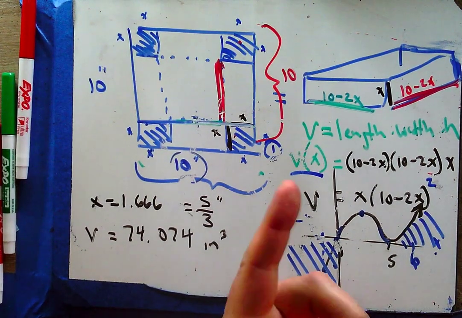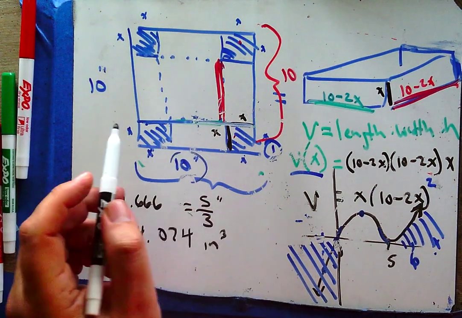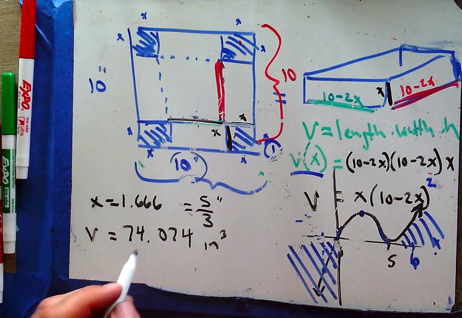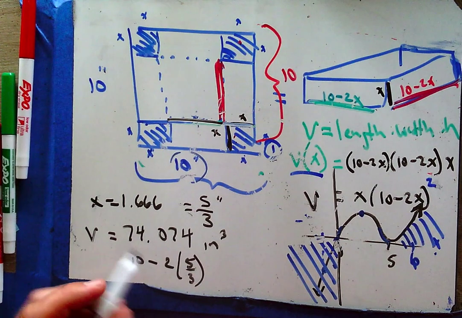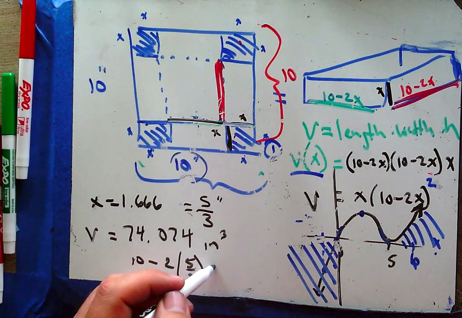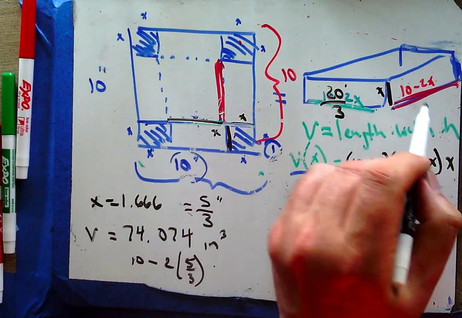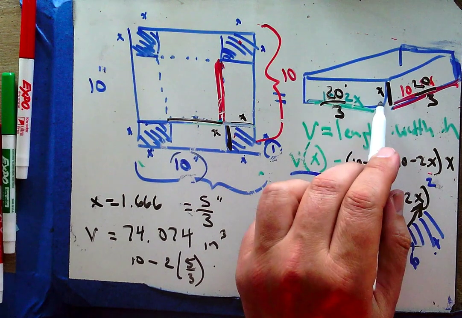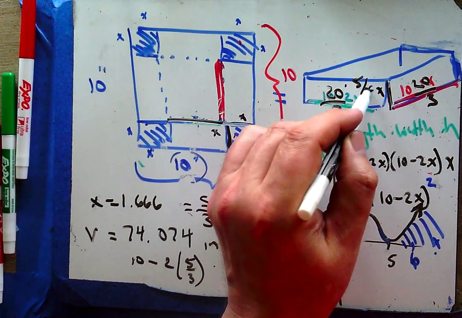Okay, and if they wanted the dimensions of the box, well, I know that this length is 10 minus 2x. So 10 minus 2 times 5 thirds. So 30 thirds minus 10 thirds is 20 thirds. So this is 20 thirds. This is the same, it would also be 20 thirds. And this is just x, which is 5 thirds.